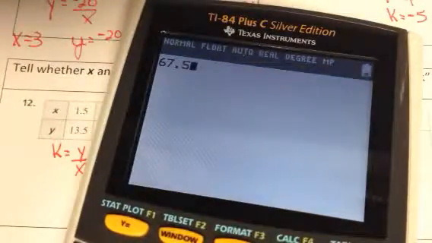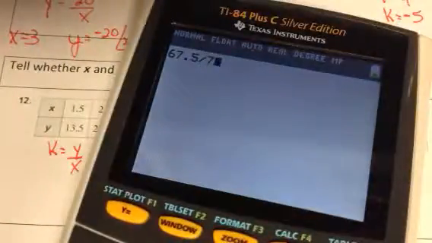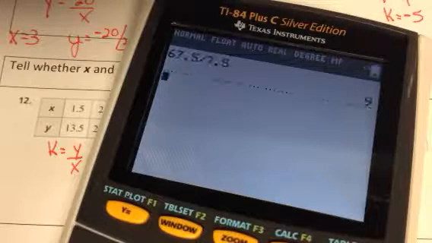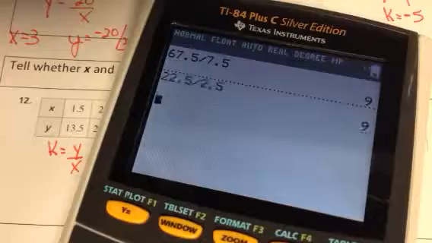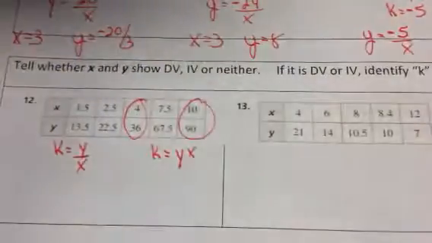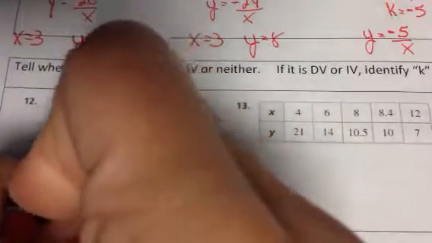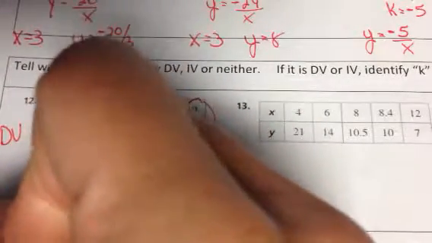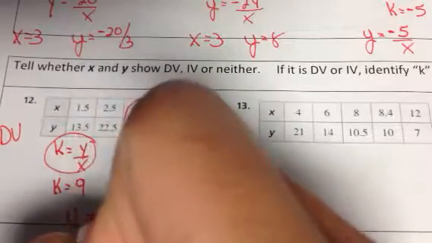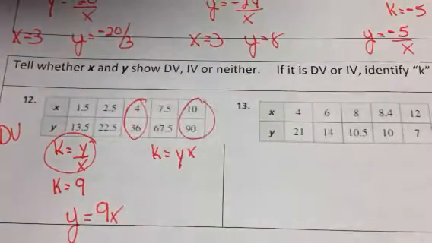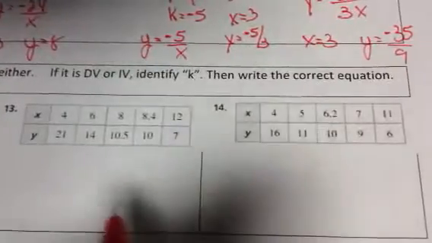67.5 divided by 7.5 you get 9 again. 22.5 divided by its x, you get 9. So since this is the equation that it works, this is direct variation, that 9 that I kept getting is my k, and now I can write the equation, but y equals 9x. This one, so is it direct variation?